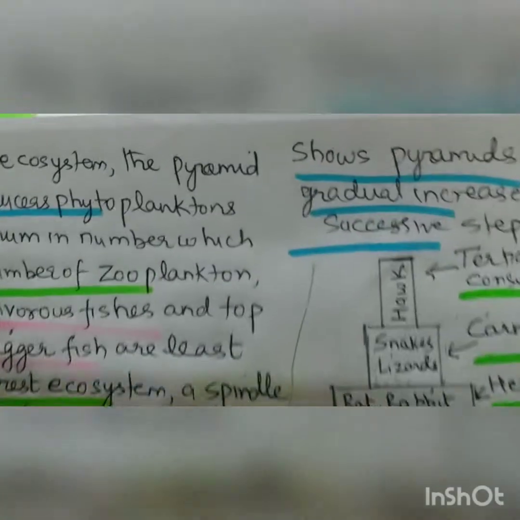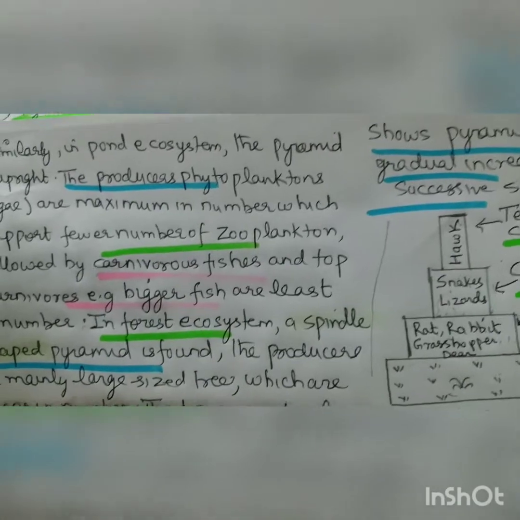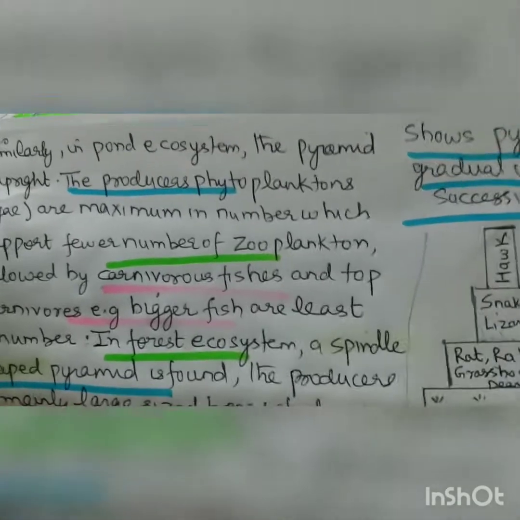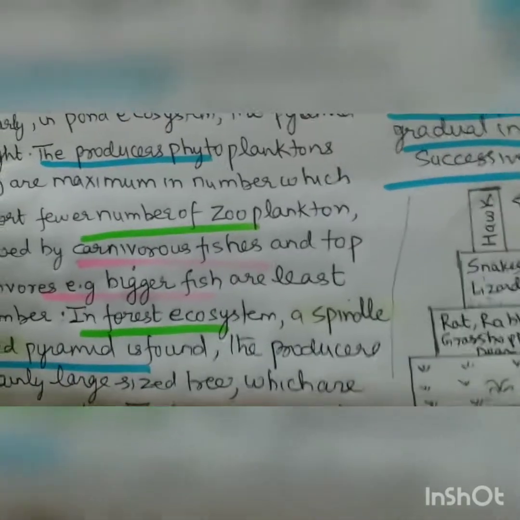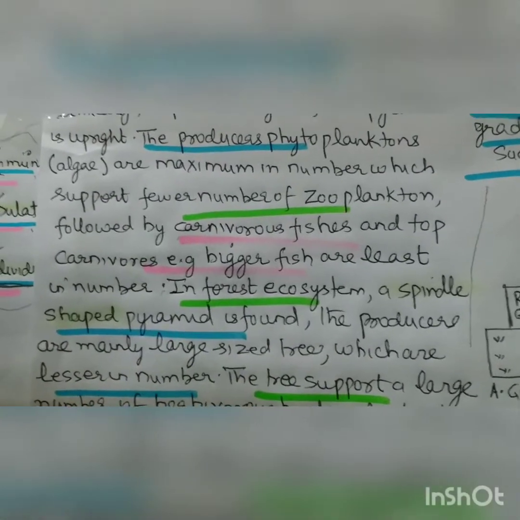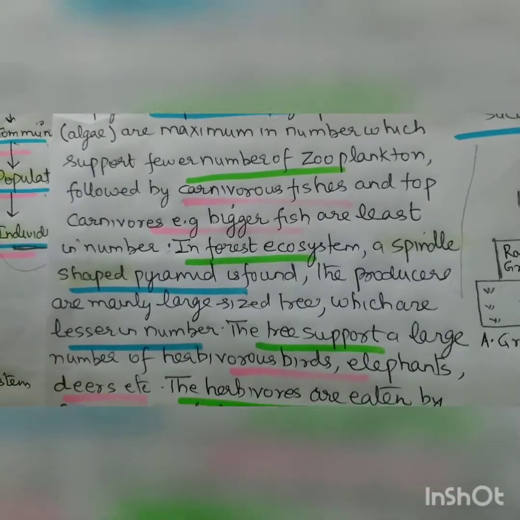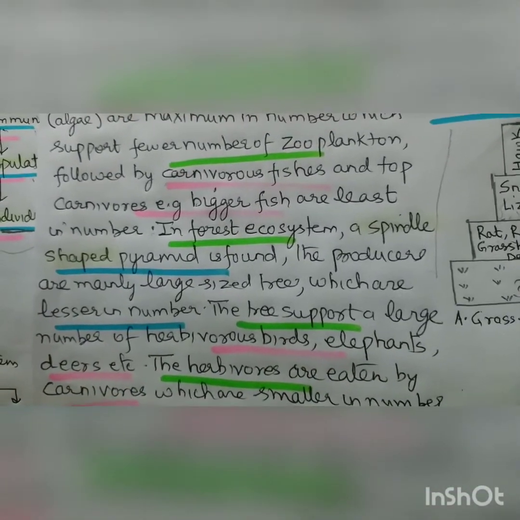Right? So the producers are phytoplanktons, which are maximum in number. I told you that is Scenedesmus, diatoms, desmids, Navicula, and they support a fewer number of zooplanktons, followed by carnivorous fishes, and the top carnivorous bigger fish are least in number. So that is why it is upright.